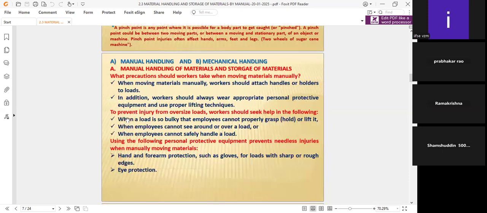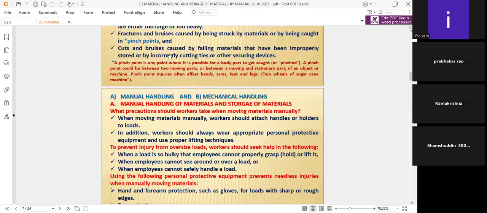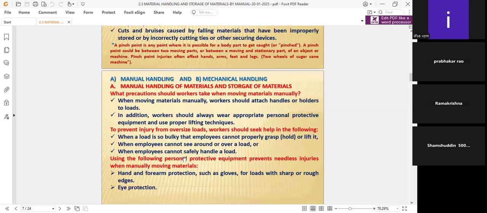That's what is important. Another thing, to prevent all these above hazards, appropriate personal protective equipment is also needed. I need not tell about this. But to prevent injury from oversized loads, workers should seek help in the following cases. When a load is so bulky that employees cannot properly hold or lift it, then you have to seek the help of a group of workers.